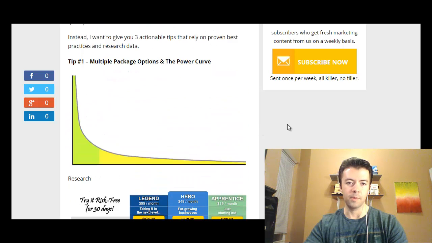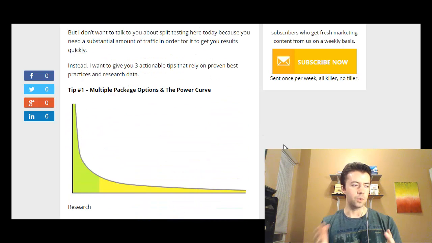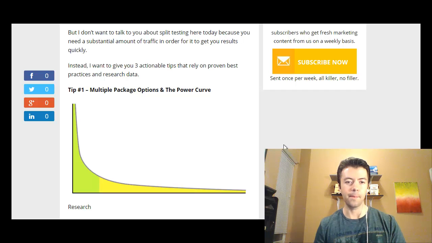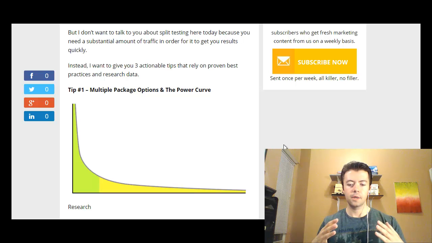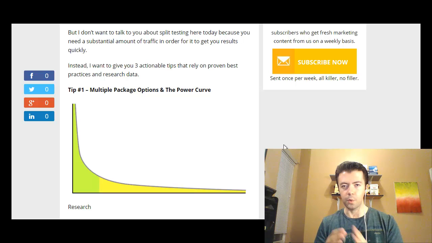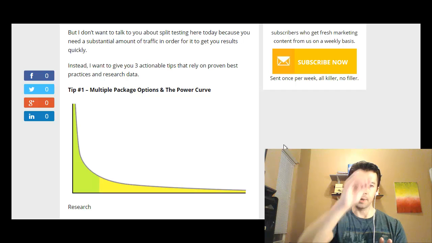So what is the power curve? The power curve is related to the 80/20 principle, which says that 80% of the results come from 20% of your effort. And you can apply it to a wide range of things, which is kind of beyond the scope of our discussion today, but it applies to this idea of multiple package options because more people will purchase at a lower price point and fewer people will purchase as you move that price point up and up and up.